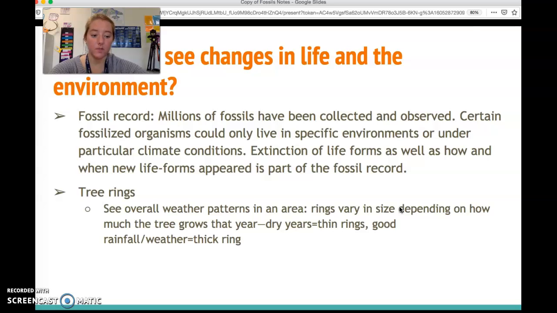Extinctions of life forms, as well as how and when new life appeared, is also part of the fossil record. So in the fossil record, we can see when organisms started to evolve, when big groups of organisms, remember we talked about how in the Mesozoic era, angiosperms or flowering plants and gymnosperms or seed-bearing plants became first prevalent. We know that because of the fossil record.